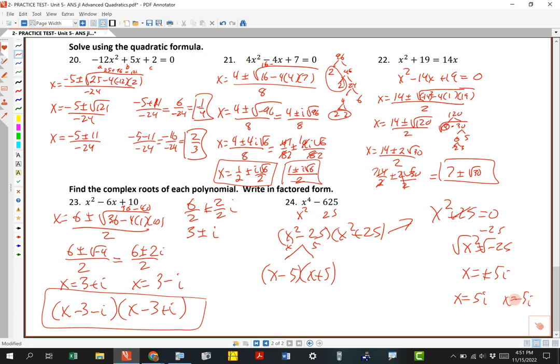Well, again, if I just move those over, I'm going to get two factors here. One of them is going to be x minus 5i, and the other one for this one right here is going to be x plus 5i. All right, so I put a box around that, and I call it good.